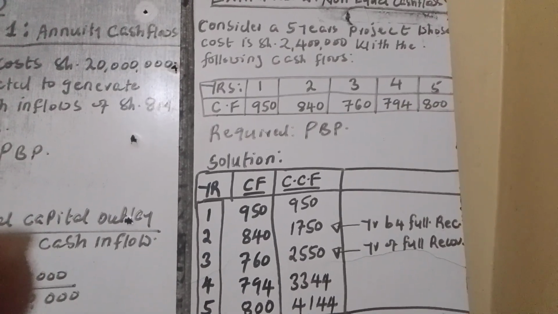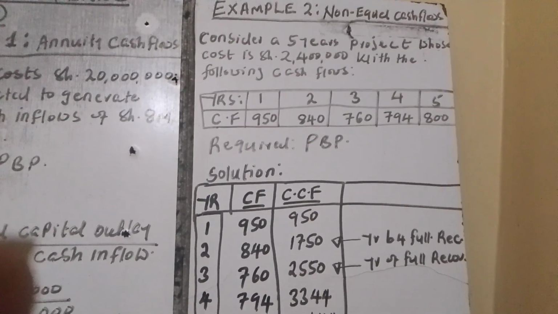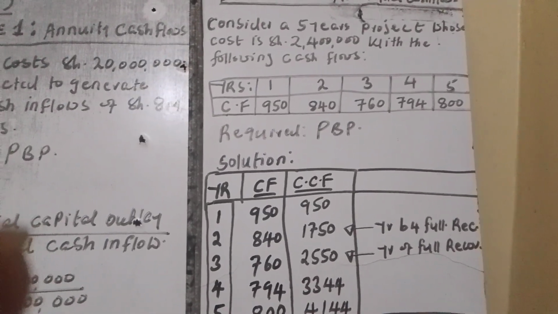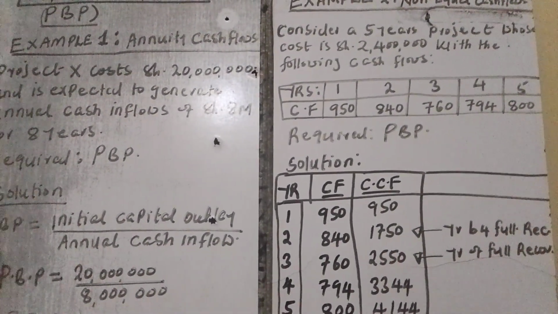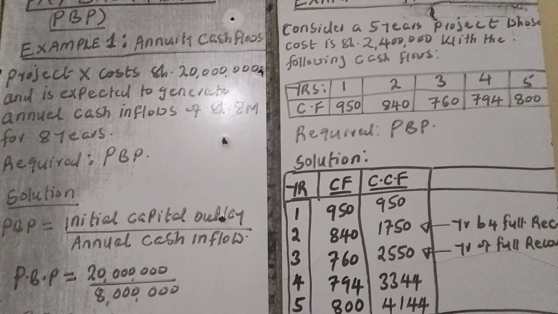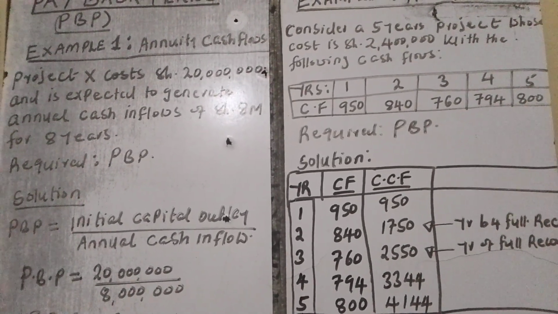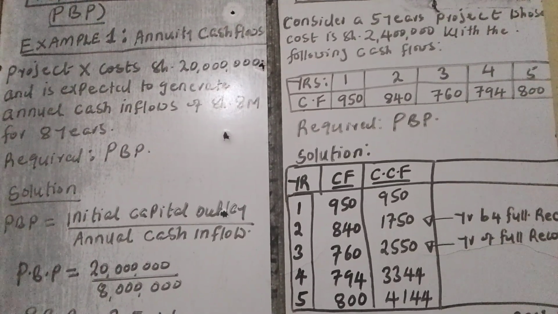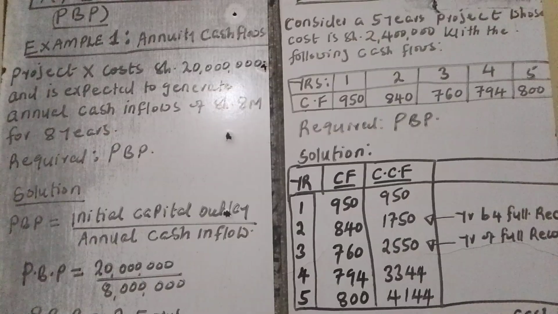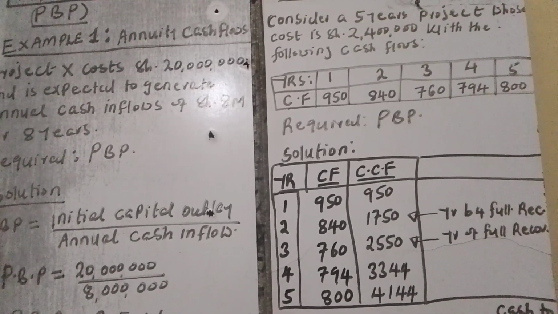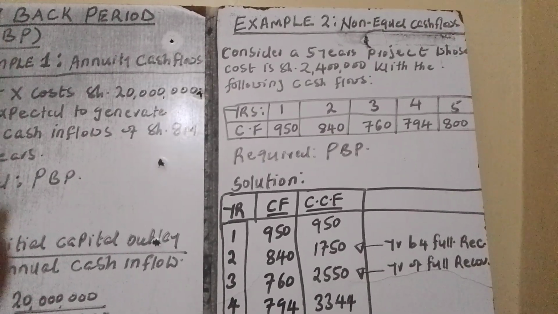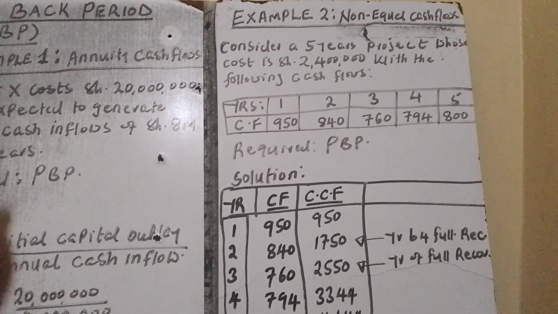You can see the cash flows are irregular. They are not constant. They are non-equal cash flows. It is not as in the first example. If you look at the first example that we have done, we just took our formula directly, taking the initial capital outlay of 20 million over the cash flow generated per year, which is a constant 8 million. That cannot apply in this situation where the cash flows are irregular.